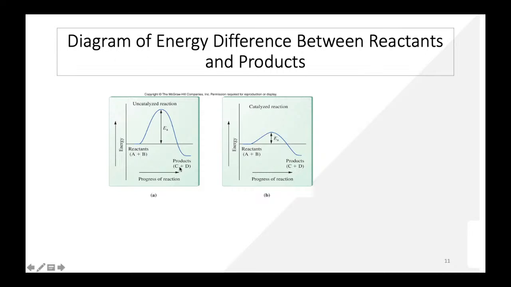So reactant A plus B, product C plus D. The activation energy required without catalyst is quite high, whereas in the catalyzed reaction, it's quite less in the presence of enzymes. So that's the major difference between your uncatalyzed reaction and catalyzed reaction.